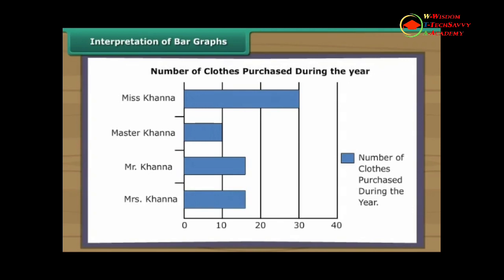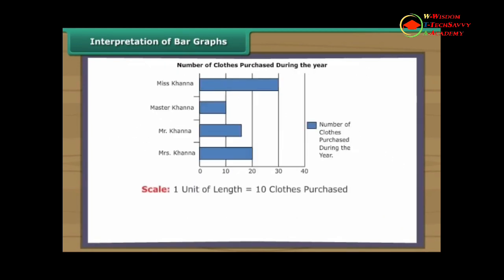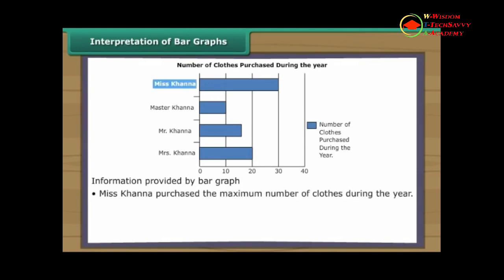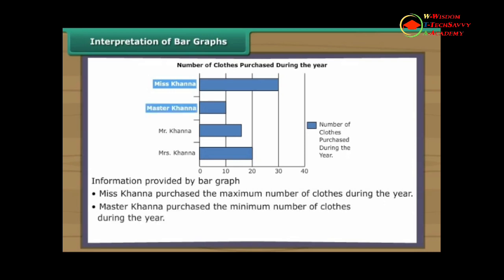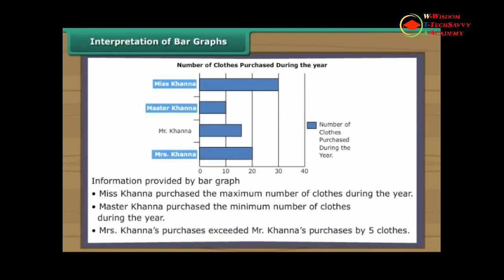Look at this bar graph. It is a horizontal bar graph. The thickness of the bars and the gap between the bars are identical. It shows details of clothes purchased by the members of the Khanna family during the year. 1 unit of length represents 10 clothes purchased. It is clear from the bar graph that Miss Khanna purchased the maximum number of clothes during the year. Master Khanna purchased the minimum number of clothes during the year. Mrs. Khanna's purchases exceeded Mr. Khanna's purchases by 5 clothes.